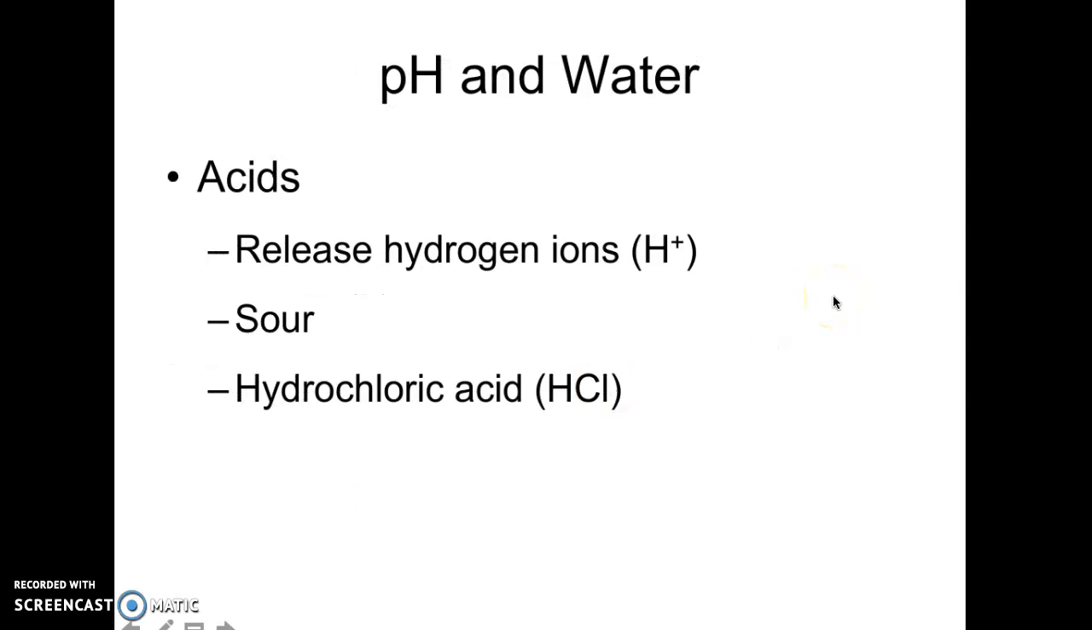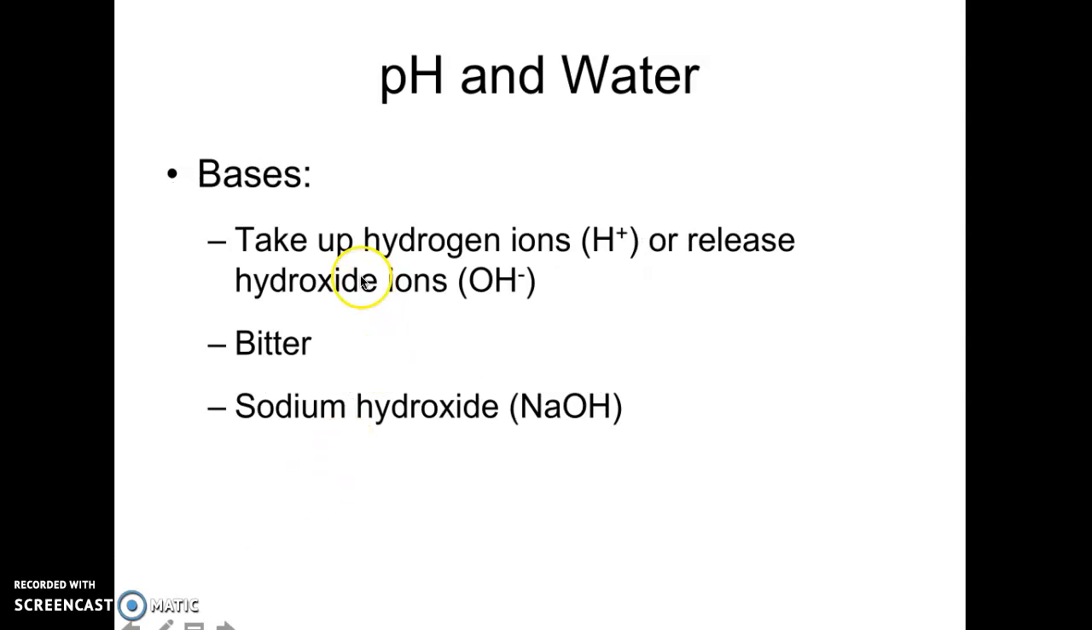Now, pH basically stands for per hydrogen. So on a pH scale, we have acids, we have bases, and we have neutrals. Acids release hydrogen ions, so they're going to increase hydrogen ions in a solution. Usually they're sour, and our most acidic is hydrochloric acid, which is the type of acid we actually have in our stomachs to break down food.